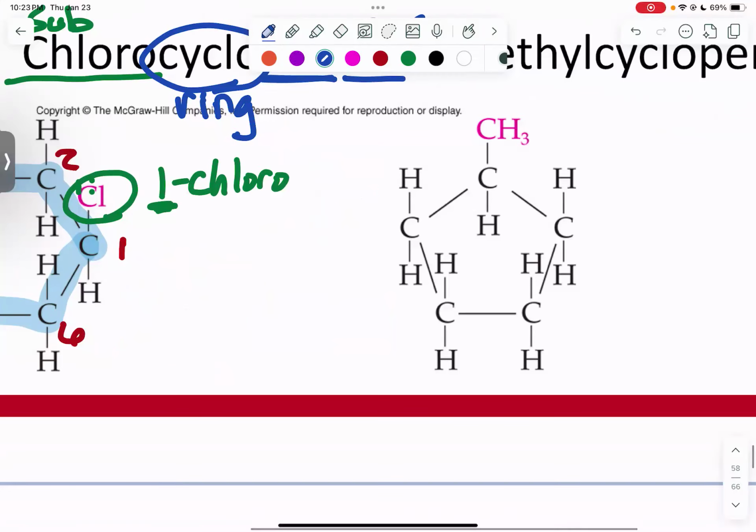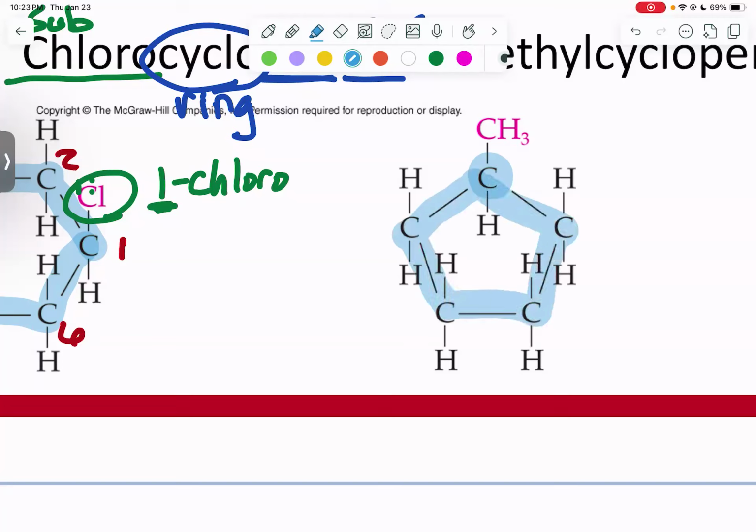Similar sort of thing for this one, in that this carbon has to be carbon number 1. And it doesn't matter if I go clockwise or counterclockwise when I'm numbering. So let me number these. I'm going to go 1, 2, 3, 4, 5. There's no other substituents. If there was another substituent and it mattered, then we're going to have to worry about it. But we're not to that point yet.